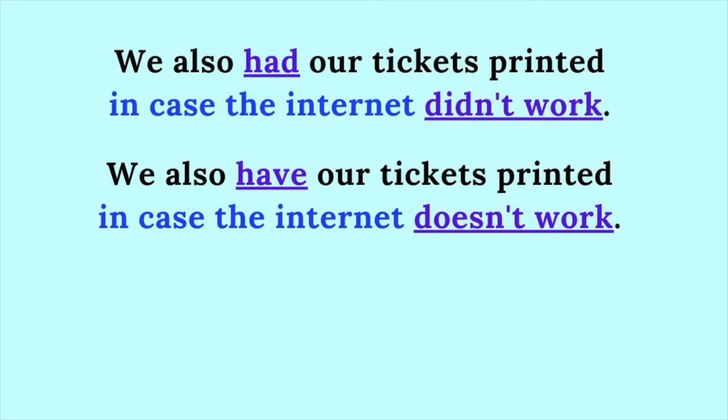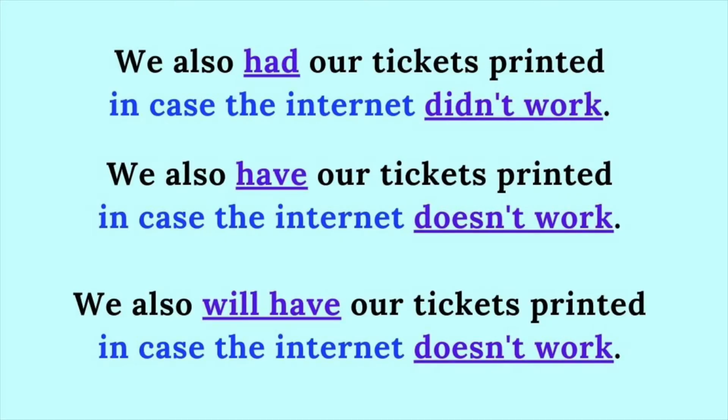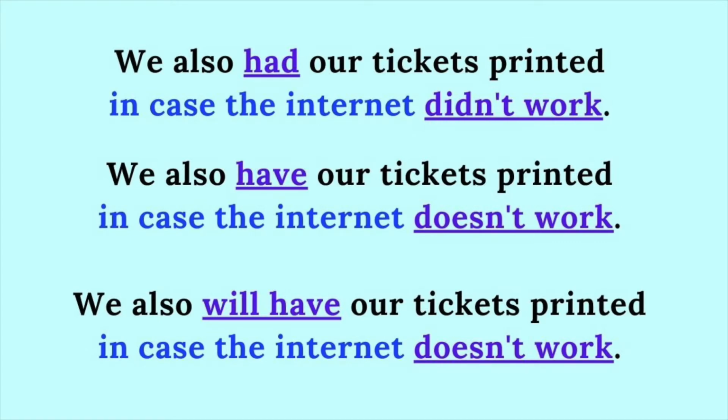But if you say we also have today, we have our tickets printed in case the internet what? Doesn't. Right? We will not say in case the internet will not work. We cannot. In case the internet doesn't work, then we have our tickets printed. Or you can say we will have our tickets printed in case the internet still doesn't work. We cannot use will. We refer to the future. We talk about the future situation, but we need to use the internet doesn't. So either doesn't or didn't, but not will not.